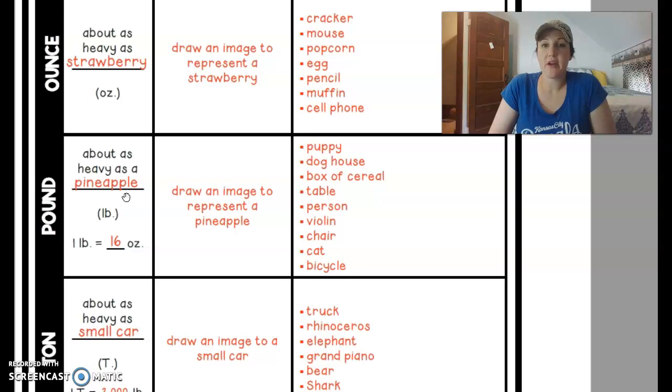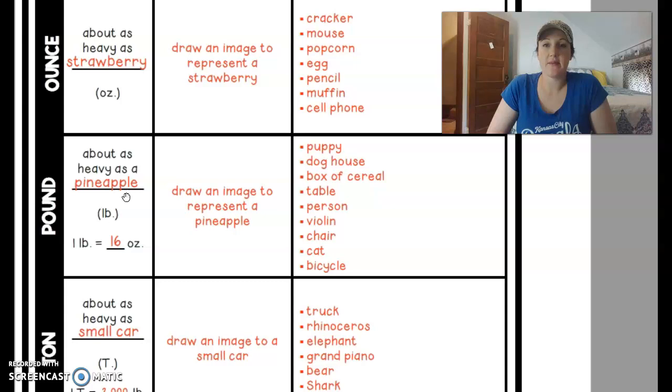And feel free to pause this video whenever you need to. Some other examples of things that might weigh a pound: a very small puppy, a doghouse, a box of cereal, a table. We measure people in pounds, not like a person weighs a pound, but we measure people in pounds. A violin would be measured using pounds, a chair, a cat, a bicycle. Okay, so those are different things that we would use a pound to measure. They don't necessarily weigh 1 pound, but we would use pounds to measure those things.